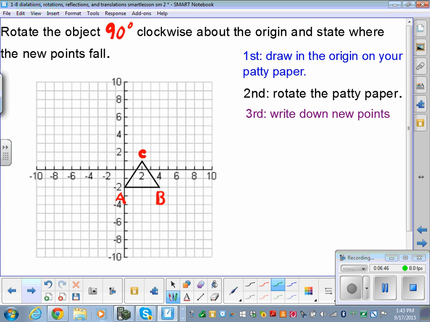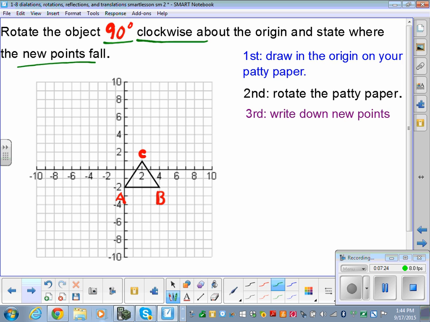Now, rotations are the hardest ones of our rigid transformations, but since we have this patty paper on your desk, which is just see-through paper, it makes it really easy. On the end of level test, I'll give you patty paper. So these will actually be one of the easiest because you'll use your patty paper, but we have to know how to do it. Looking at this, we have this triangle, shape A, B, C, and we're going to rotate the object 90 degrees clockwise about the origin. Then we're going to see where the new points fall and draw it in.